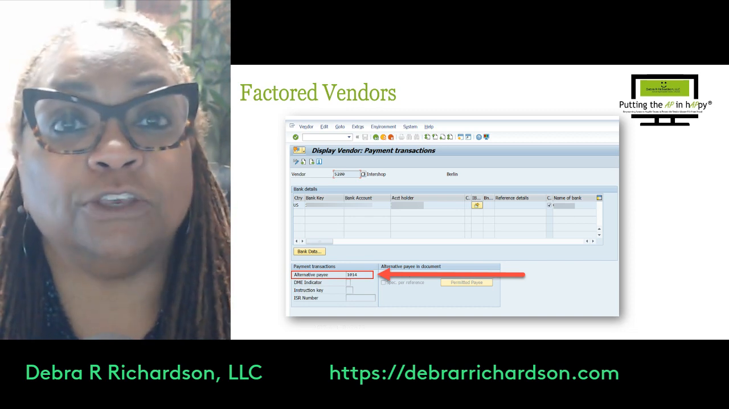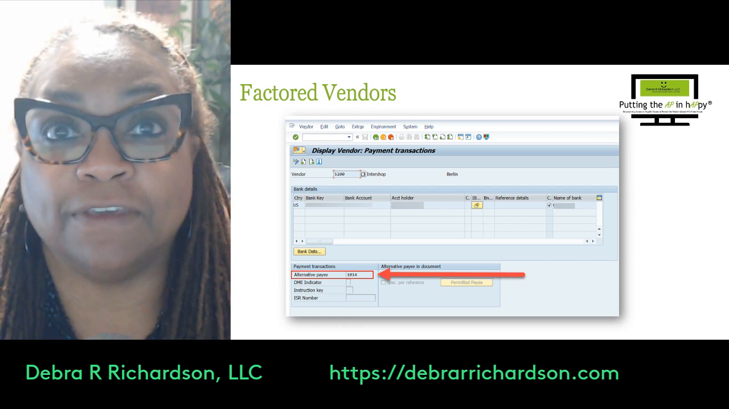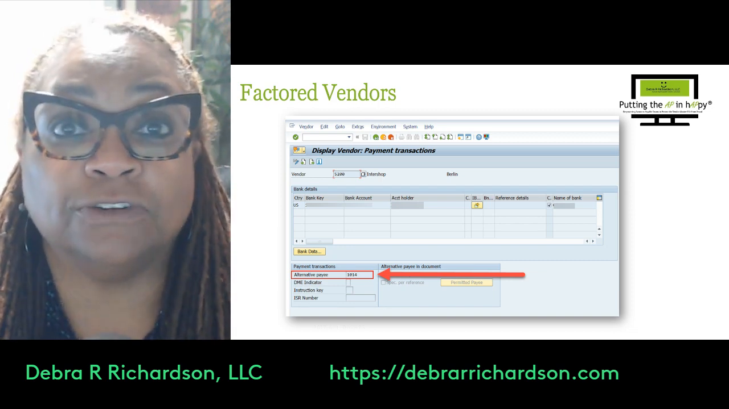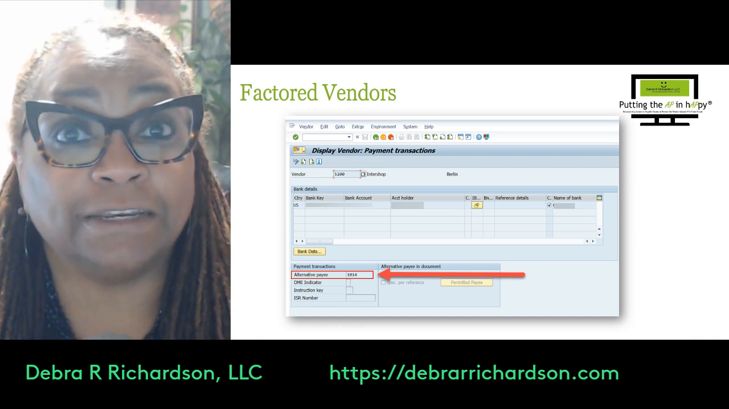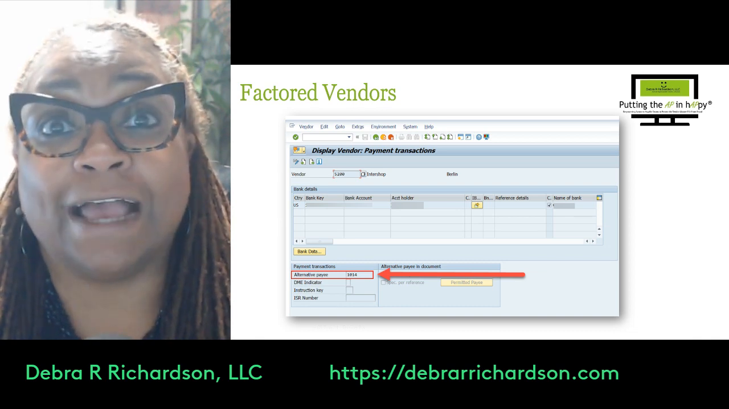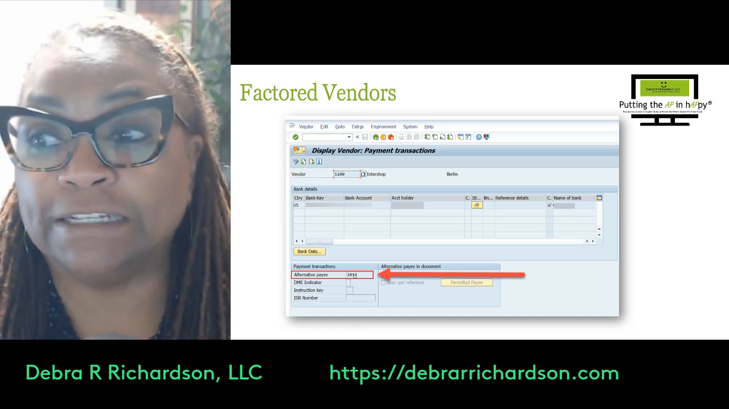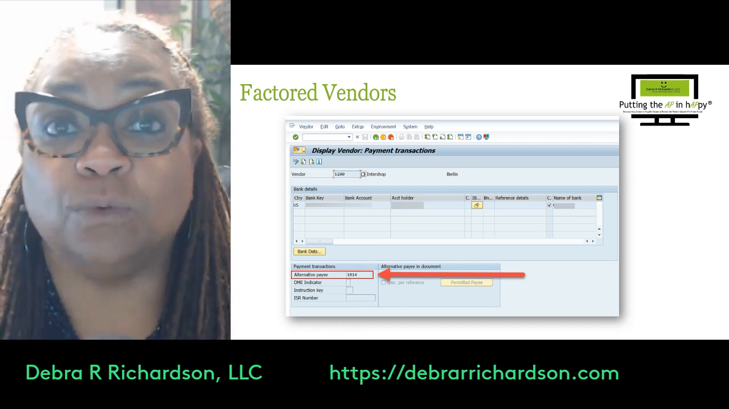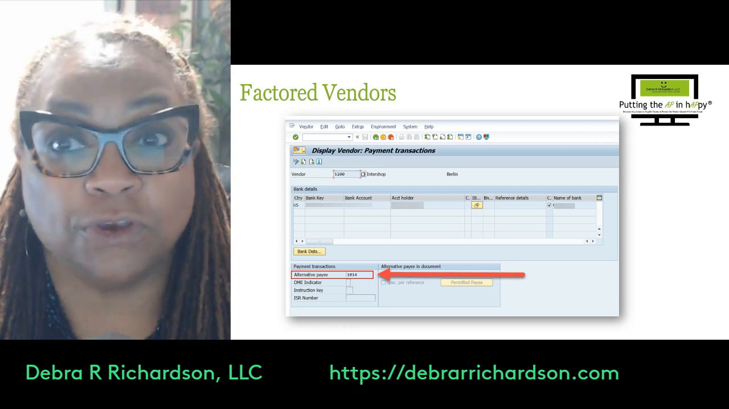And the way that you do that is you set that vendor up separately, that third party factored vendor, you identify their vendor ID, and then you enter it into this field. So payments will not go to your vendor, they will go to the alternative payee.